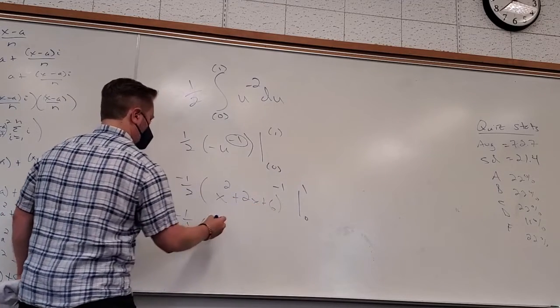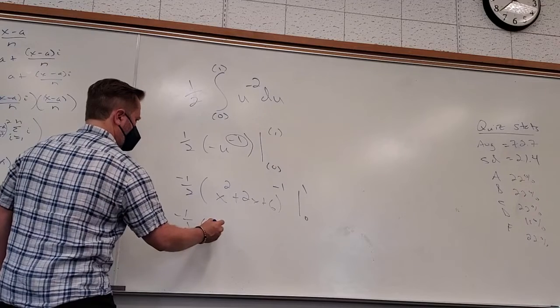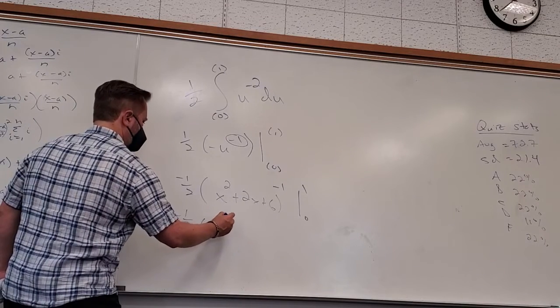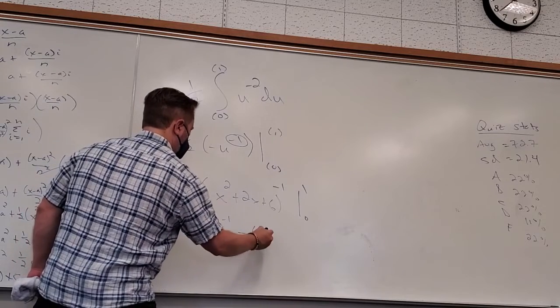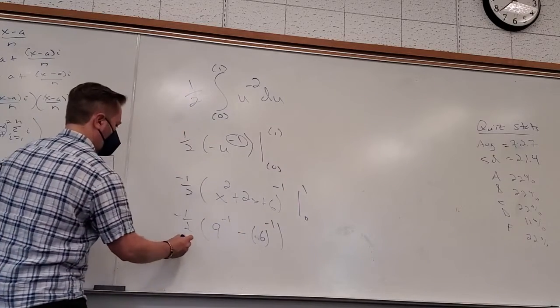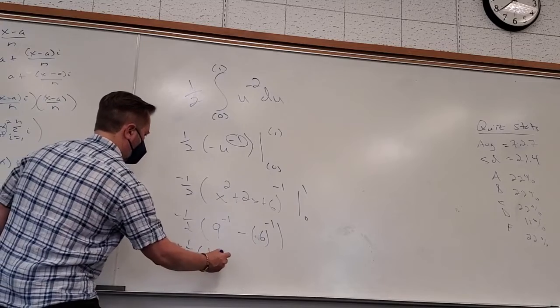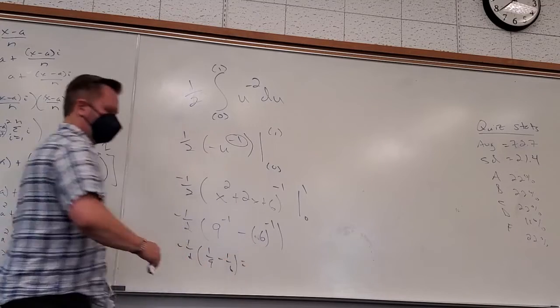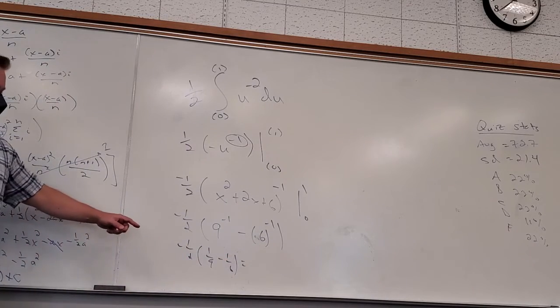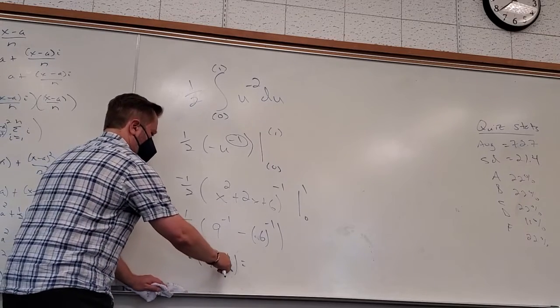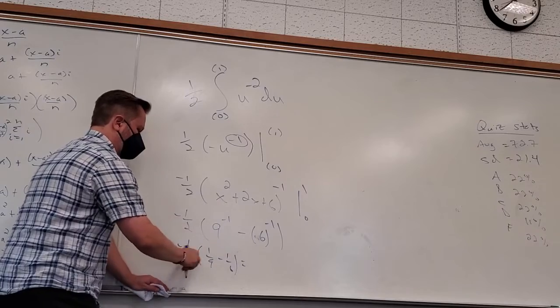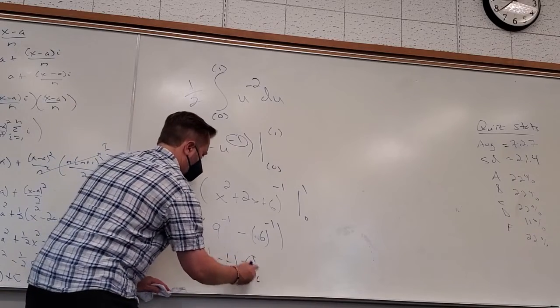1 plus 2 plus 6 is 9. So -1 times 6 to the -1. So this will be -1/2, 1/9 minus 1/6. So this will be -1/2. 2/18 minus 3/18 is -1/18 times -1/2 is 1/36. Same answer.